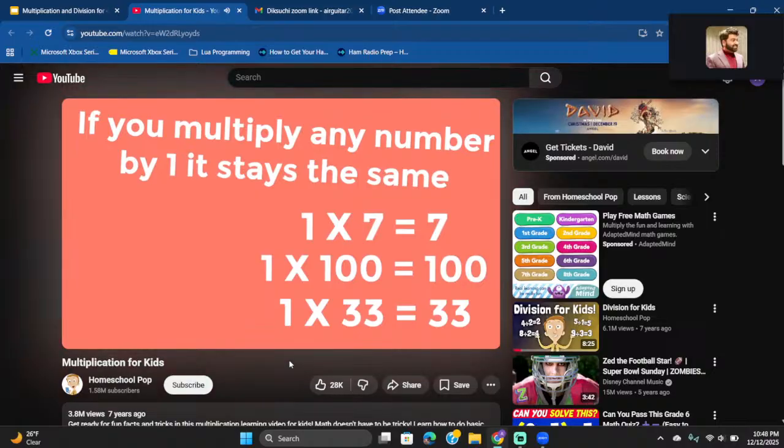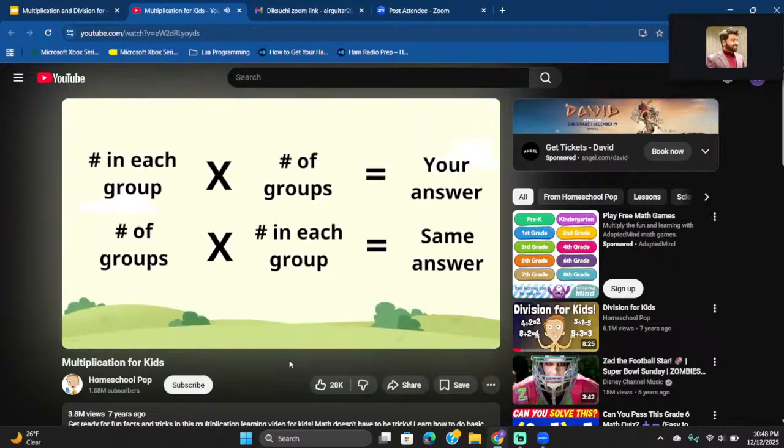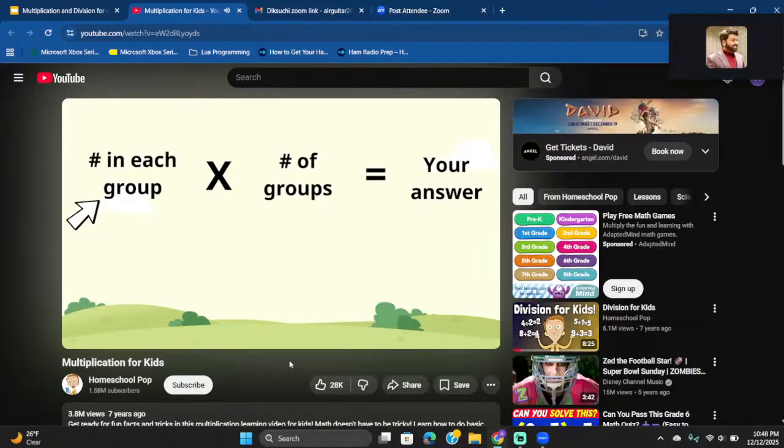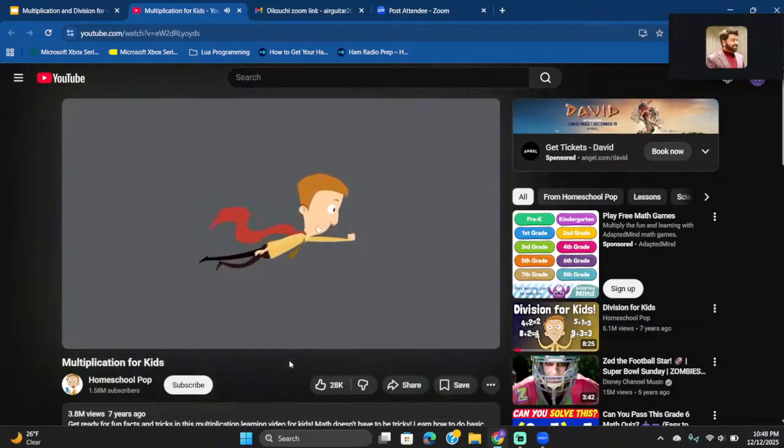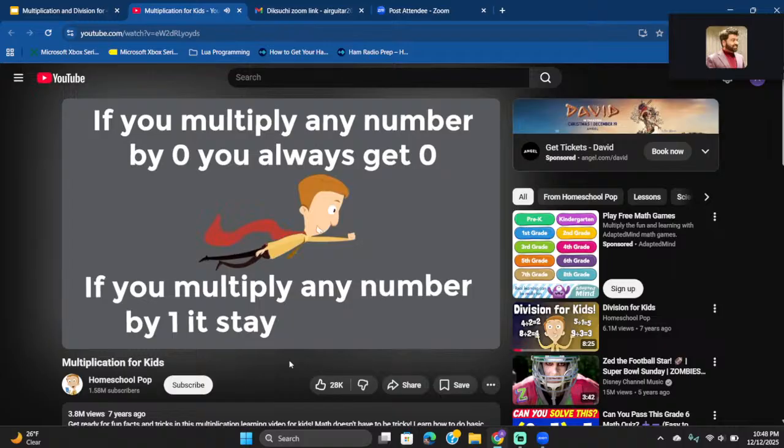Honestly, the order of the multiplied numbers does not change the answer. If you were to flip the number of groups and the number in each group, you would still get the same answer. Though we still recommend this way. So simple. The number in each group times the number of groups to get your answer. So the two tricks have been, if you multiply any number by 0, you always get 0. And if you multiply any number by 1, it stays the same.